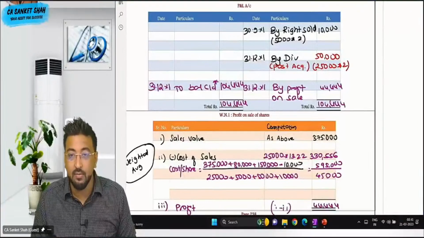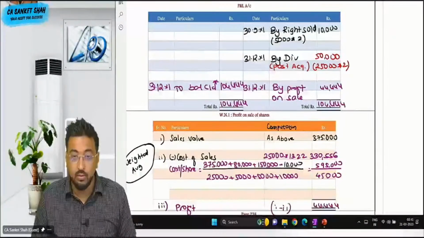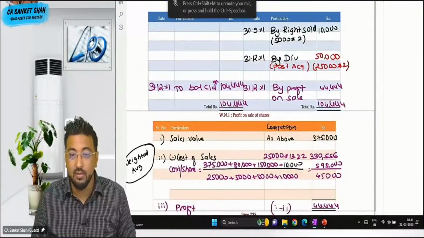वॉइस नहीं आया? कब नहीं आ रहा था? अभी क्या?